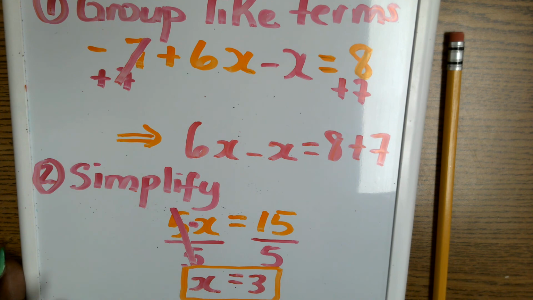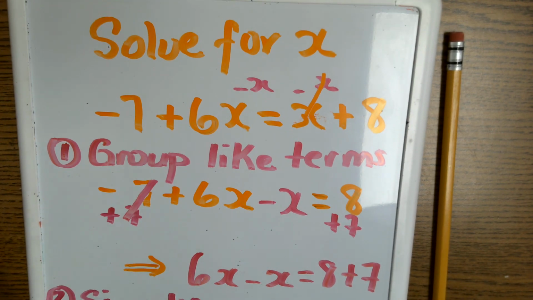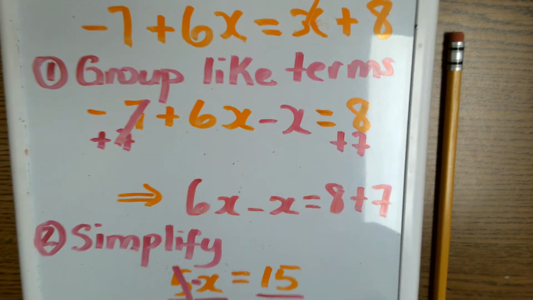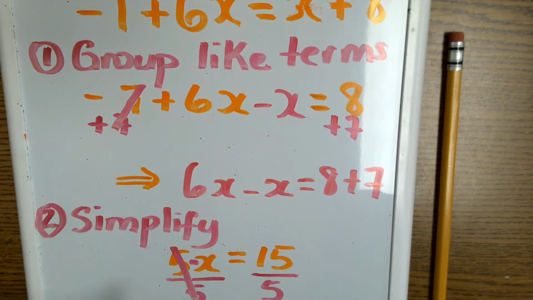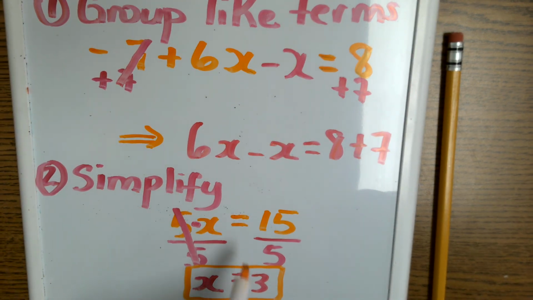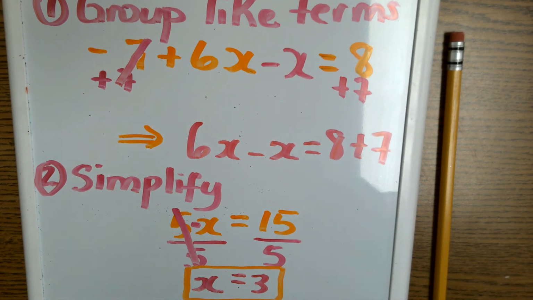So we just solved for x. That was the original question, solve for x. We went on and did our first thing, we group like terms, then we simplify and we solve. And so that is our x value.